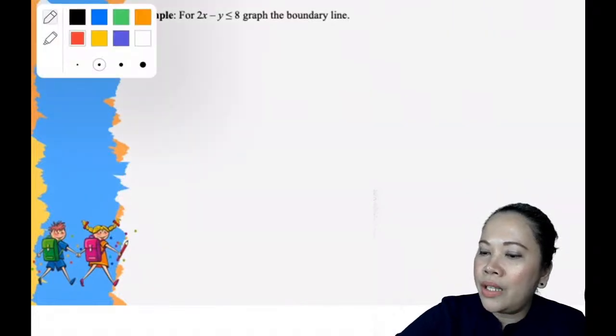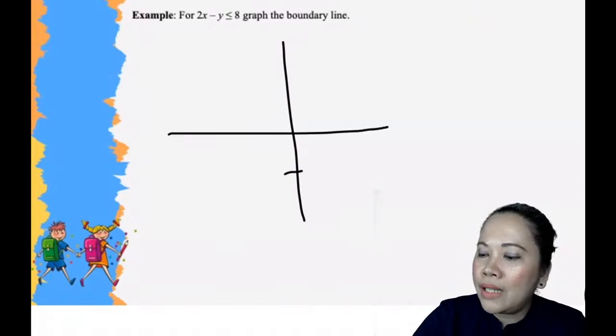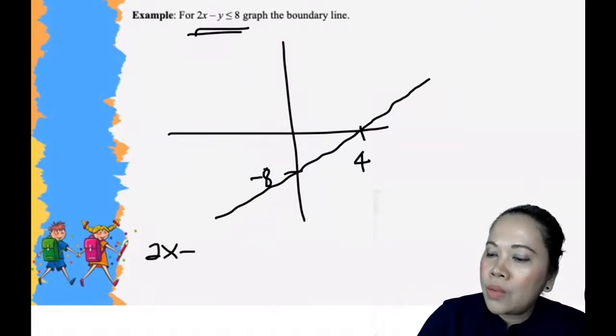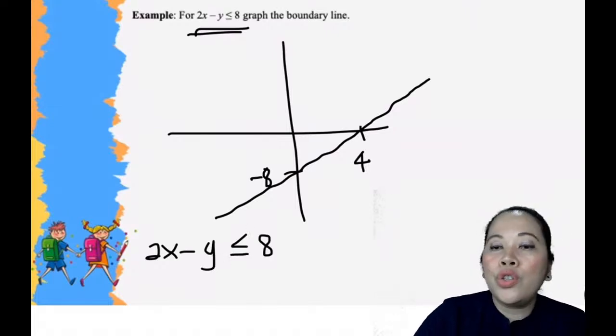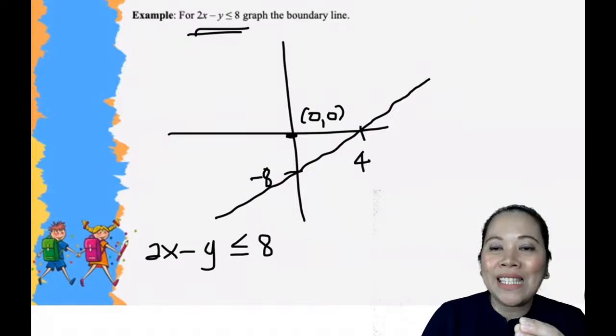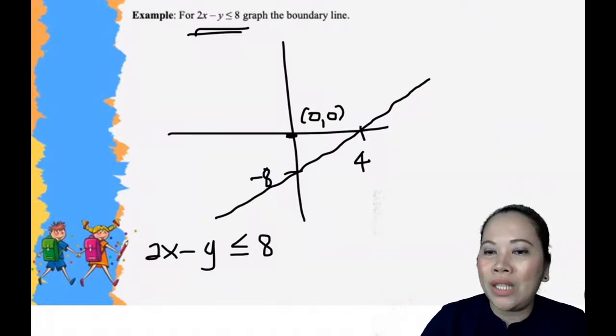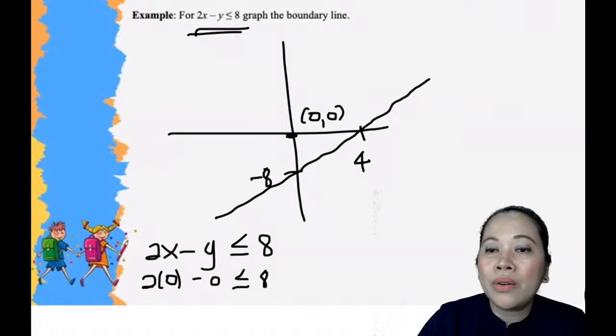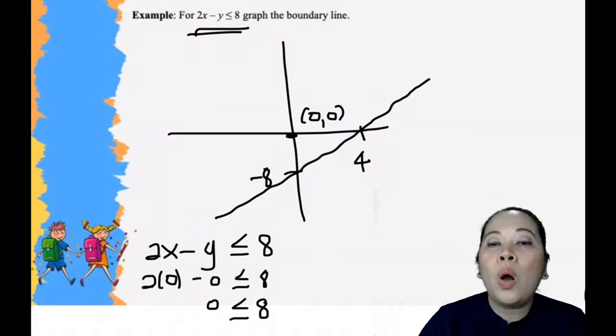So graphing this, you have -8 and 4, and since it's a solid line, 2x minus y less than or equal to 8. You use the test point, as mentioned. Test, from the word test, meaning we will test the point whether it makes the inequality true. All you need to do is substitute x and y with the test point. Our x here is 0 and our y is 0. So 2 times 0 is 0, minus 0 is 0. Is 0 less than or equal to 8? Is it yes or no?